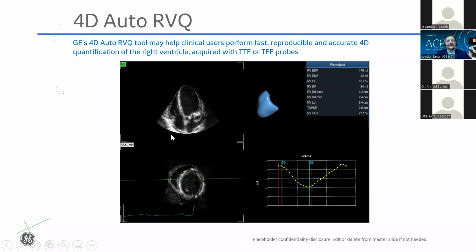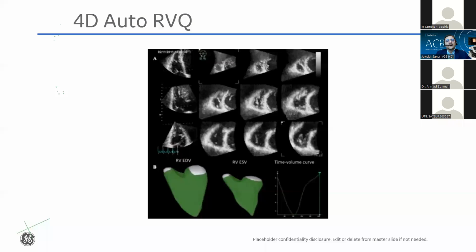And of course, the automated tool gives us some guidelines, some landmarks, to guide the speckle tracking, where to find the endocardial border, and hence track it throughout the cardiac cycle from diastole to end systole and back. Okay. So again, just to point out the importance of multi-slice imaging.